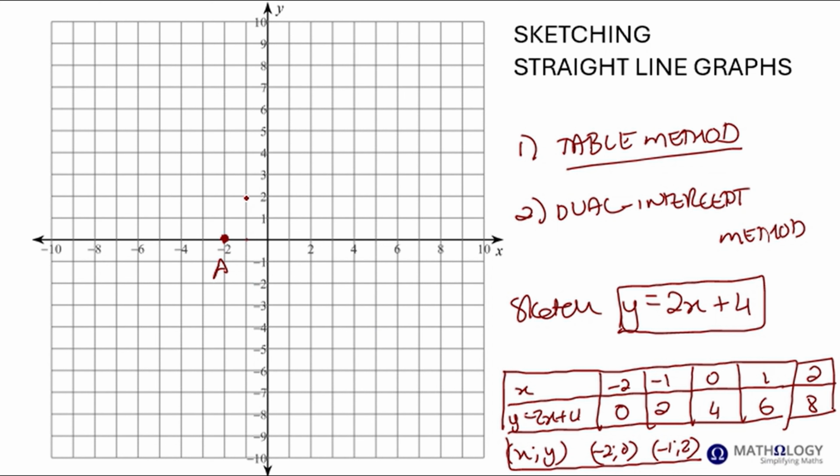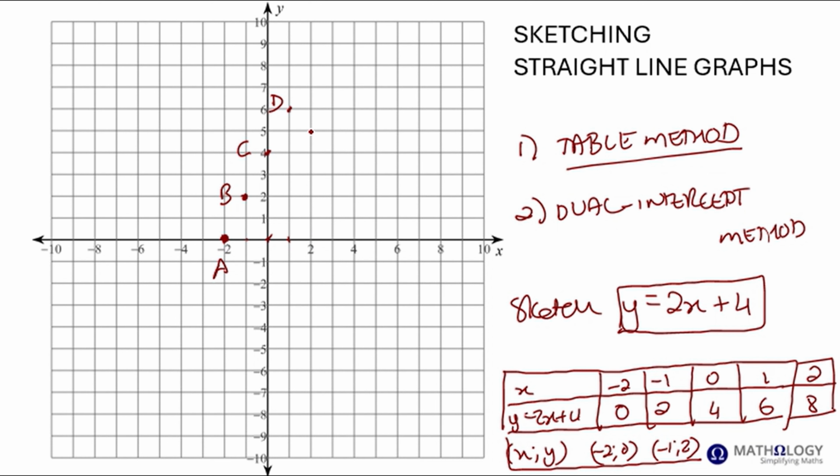When x is 0, y is 4. X is 0 over here, the origin. And then we go up to 4 on the y-axis. I'm going to call that point C. When x equals 1, y equals 6. Here on the x-axis is where x equals 1, and then we move up to where y equals 6. I'm going to call that point D. And then the last point we have is x equals 2. Go to the x-axis where x equals 2 and move up to 8 on the y-axis.